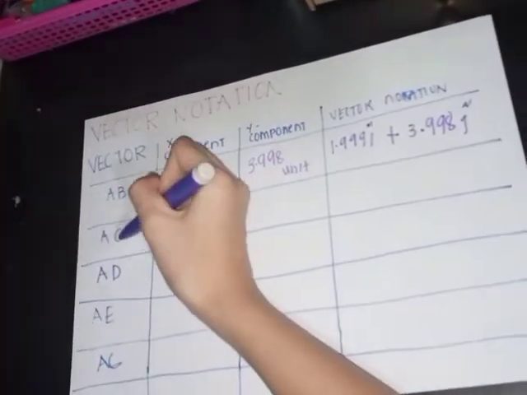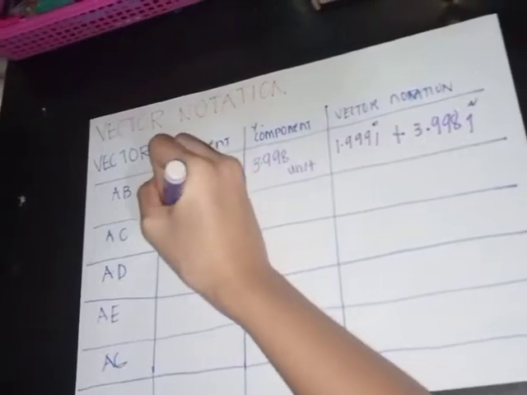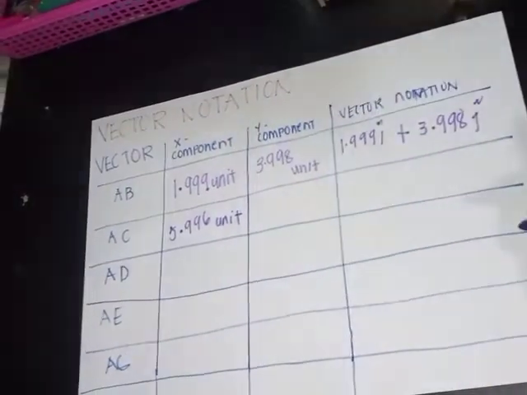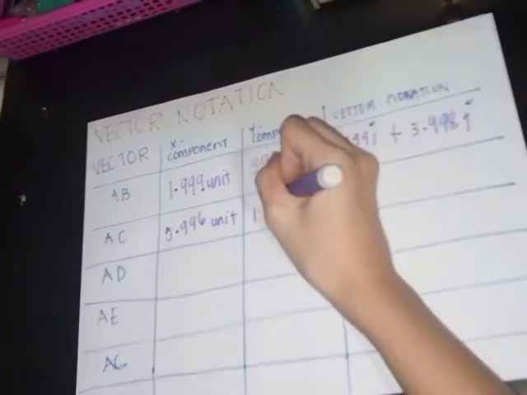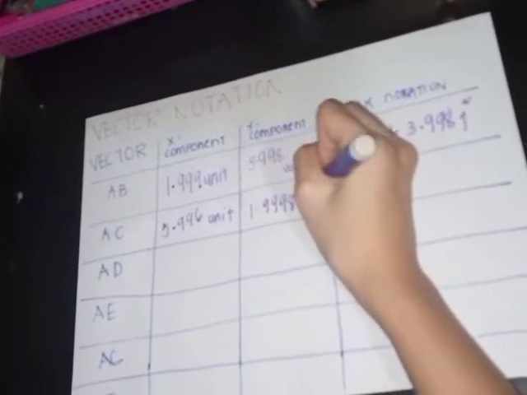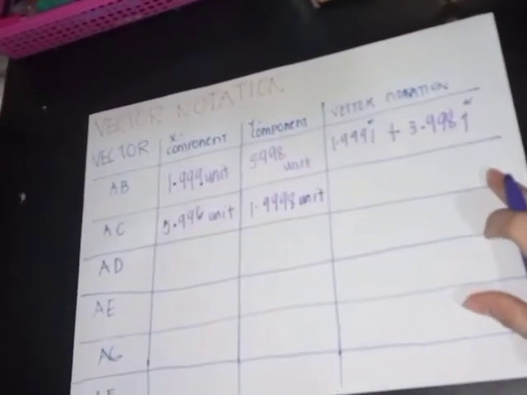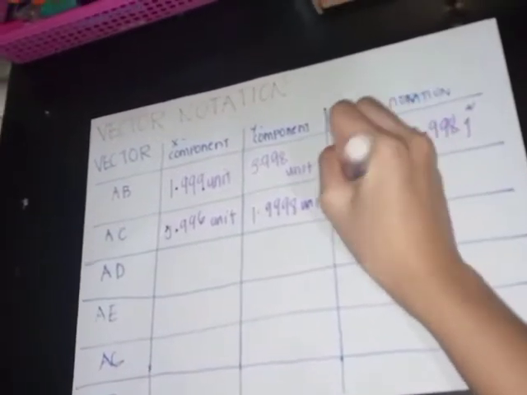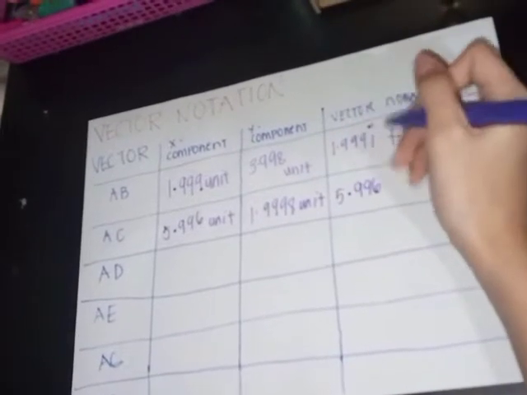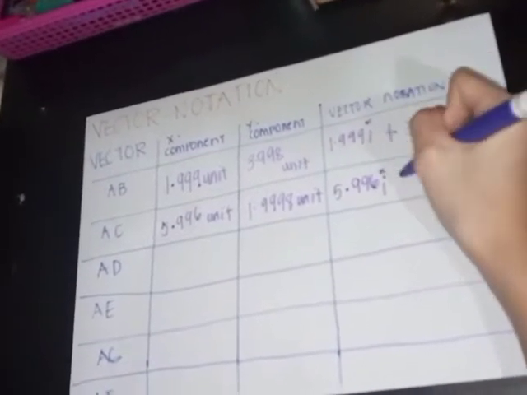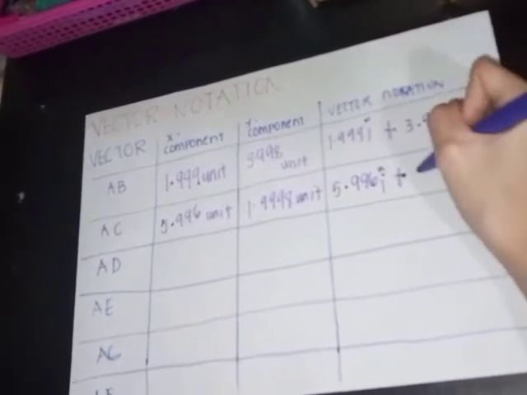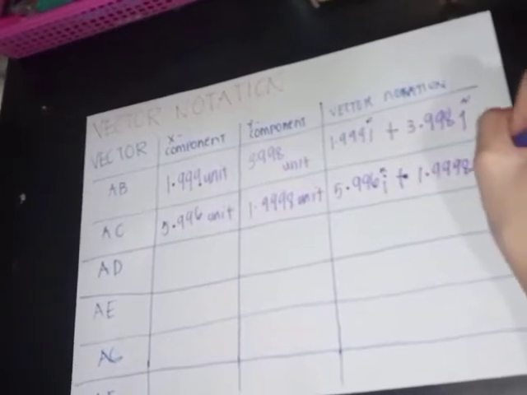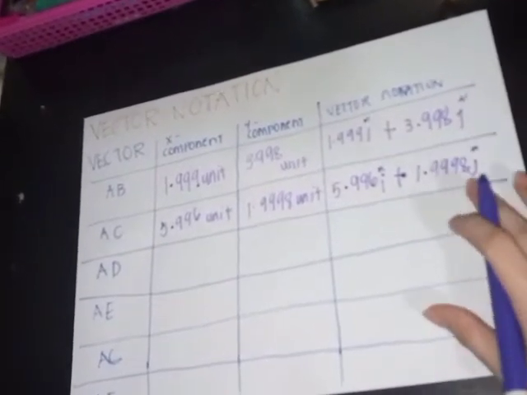So for vector AC, we have x component of 5.996 unit, and for y component we have 1.9998 unit. So for its vector notation, we have 5.996, then yung unit vector ng i plus 1.9998 and then the unit vector of j.